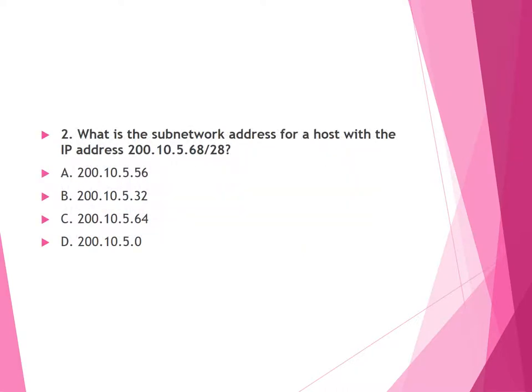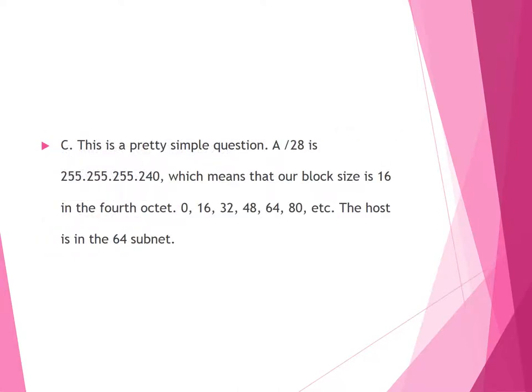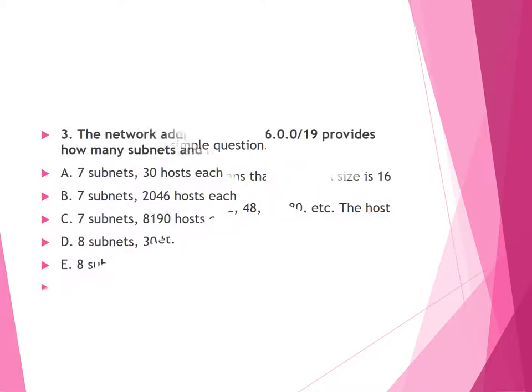What is the subnetwork address for a host with the IP address 200.10.5.68/28? This is a pretty simple question. A /28 is 255.255.255.240, which means that our block size is 16 in the fourth octet: 0, 16, 32, 48, 64, 80, etc. The host is in the 64 subnet.